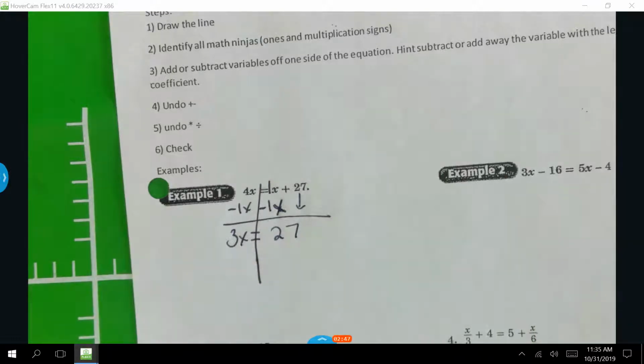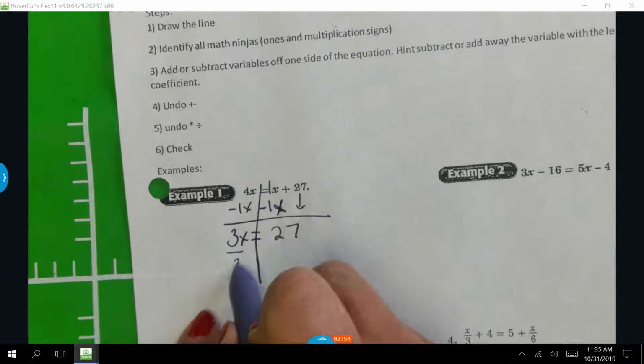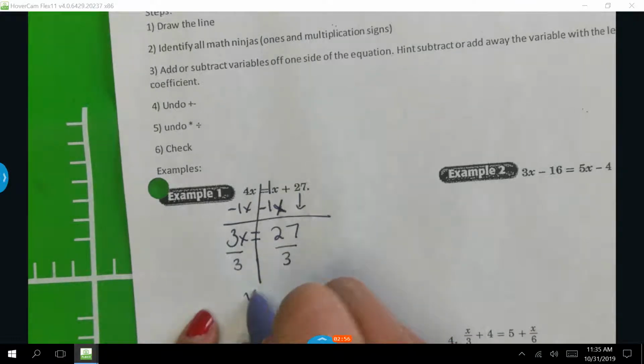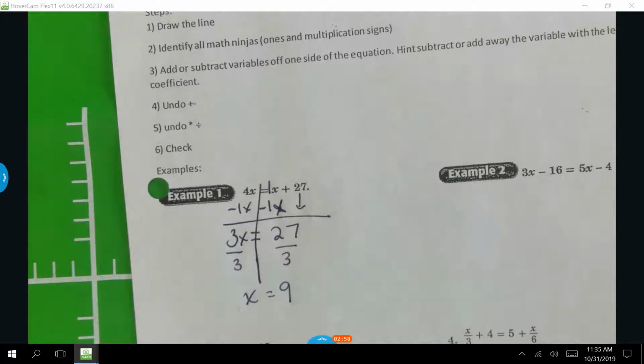Now this is just a one-step equation that we've been doing. You already know how to do this. So we divide both sides by 3. And what does x equal? 9. 27 divided by 3 is 9. Remember, you have calculators if you need to use them. You're more than welcome to.